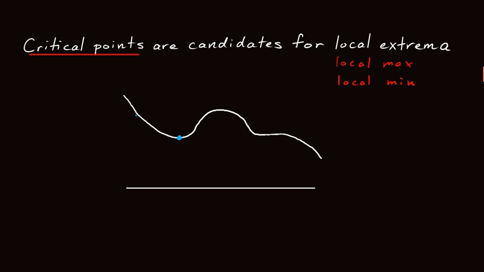So for example, here is an example of a function, the graph of a function. This is clearly a critical point because the derivative is 0. Here's a critical point. The derivative is 0. Well, here's also a critical point because here the derivative is 0. So f prime of x is equal to 0 at each one of these places. So they're all critical points. All three of these points are critical points. But not all of them are extrema.